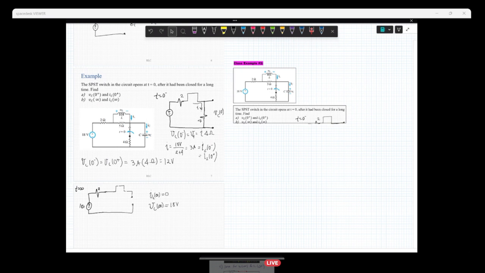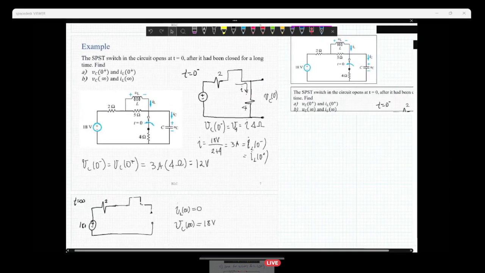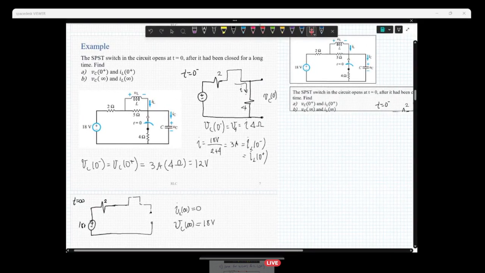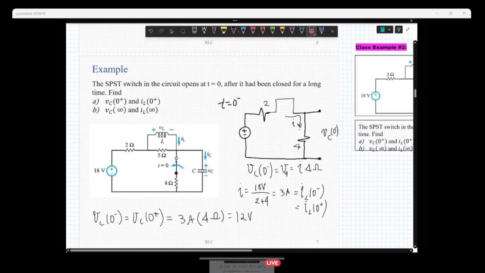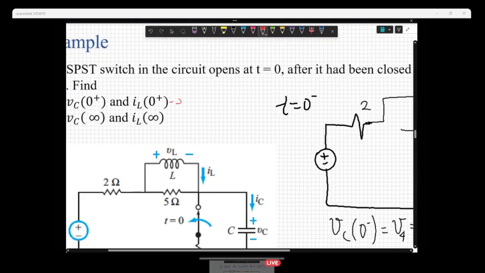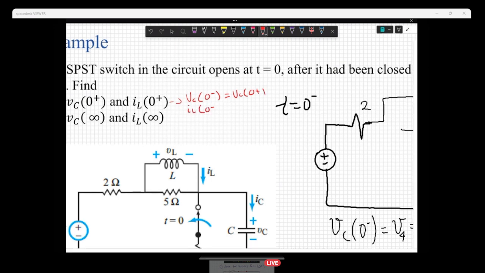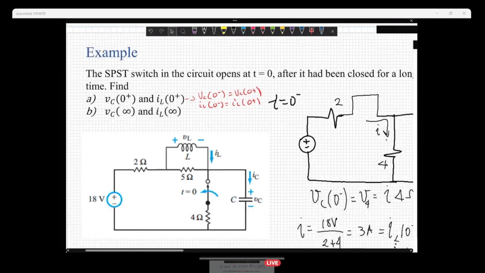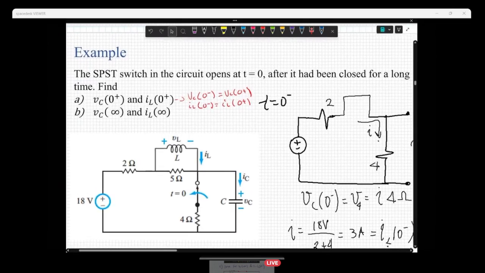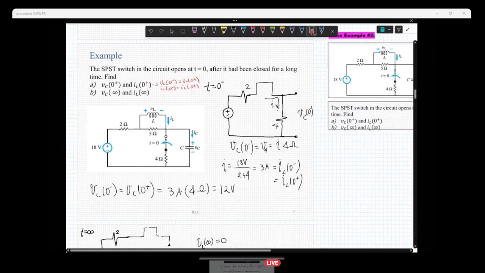Well, this only asks to do the 0 minus and 0 plus. This was not bad. This one was easier, because you already know that you just have to look for VC of 0 minus because it equals VC of 0 plus. And you have to look for IL of 0 minus because it'll equal IL of 0 plus. It's just because of the weird differentials that the last one took forever. Exactly. It asked for the derivative, which is what she did here.